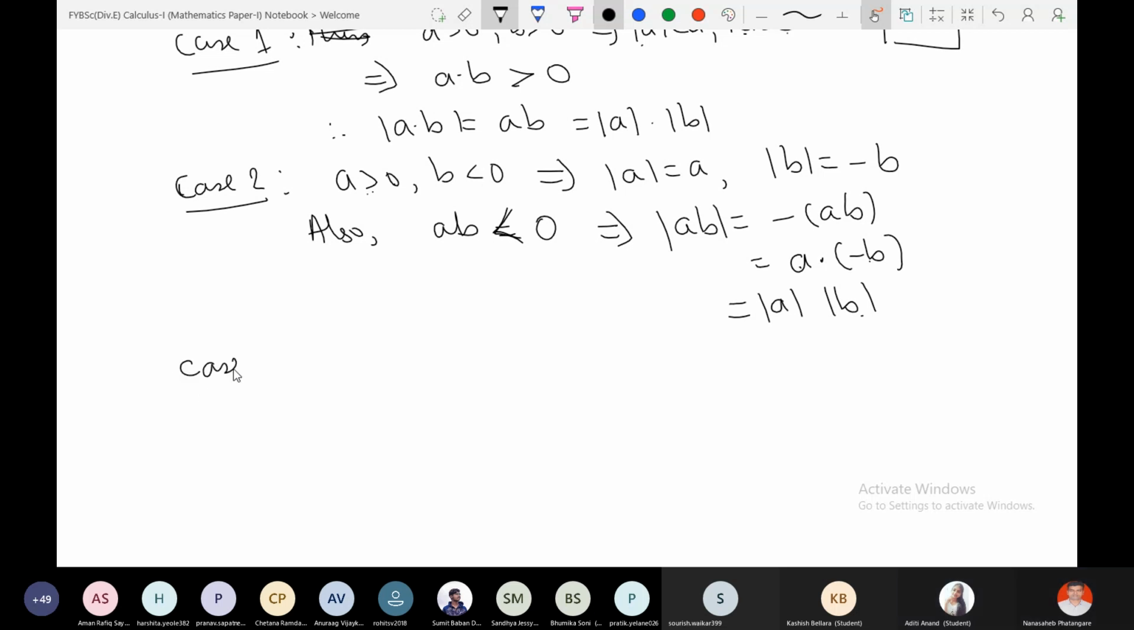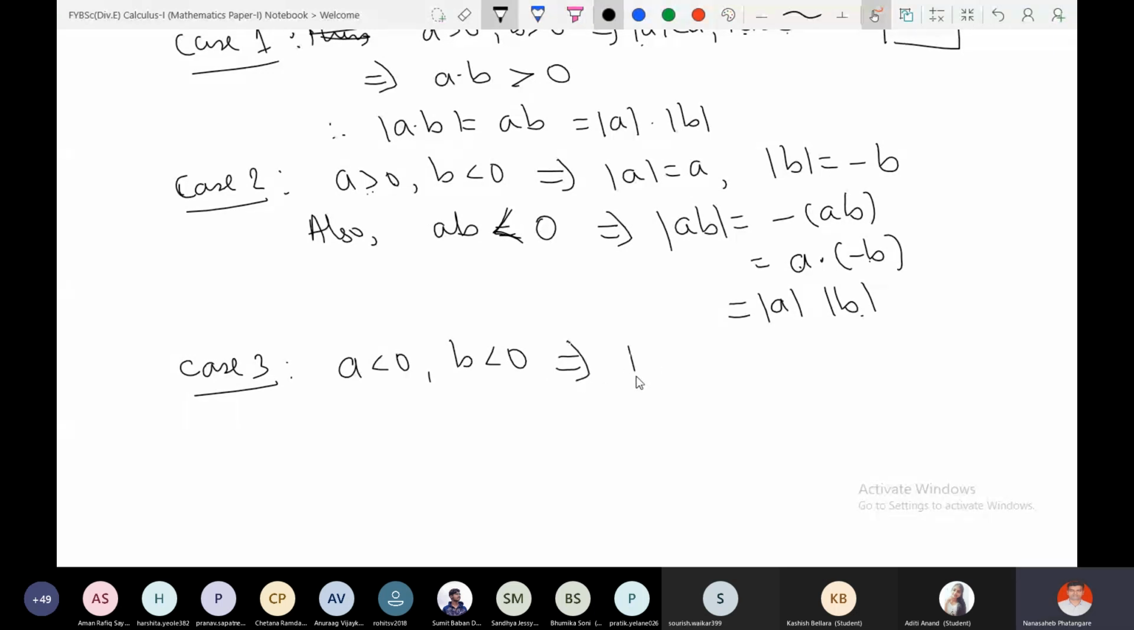Yes, sir. Now case 3. If one of them is positive, another is negative, same as A negative and B positive. What is the next case? Both are negative. Right? Both are positive, both are negative, or one of them is positive and another is negative. That is the same case as when A is negative and B is positive, so we should not treat it separately.